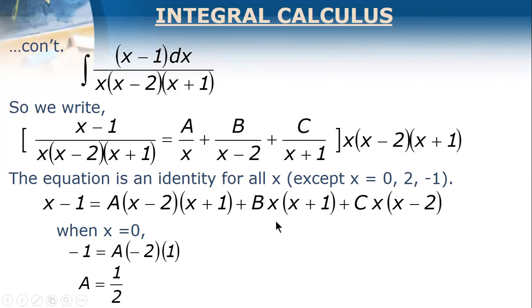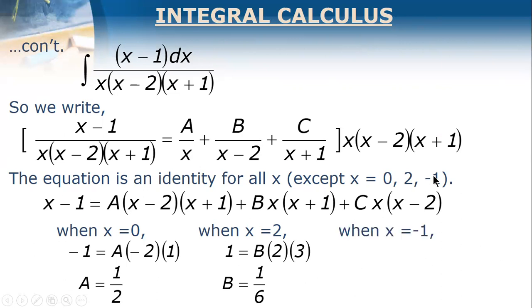And then next, when x is equal to 2, the first term is 0. 2 minus 2, 0. As well as the third term, 2 minus 2. And we can solve for b. So 2 minus 1 is 1. And then b times 2 times 2 plus 1. And b is equal to 1 over 6.